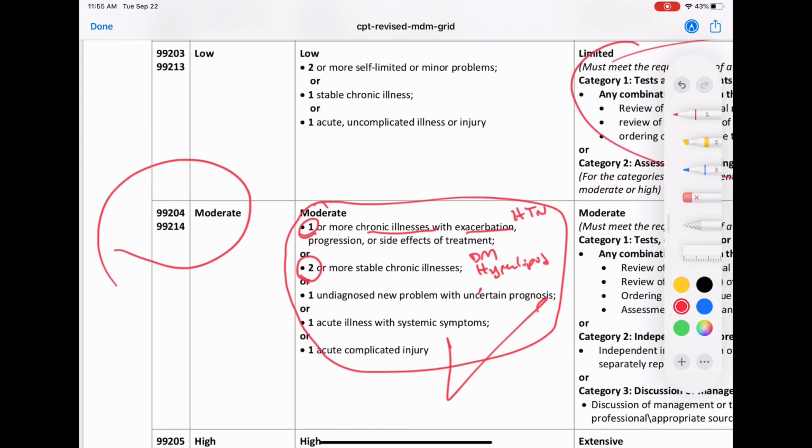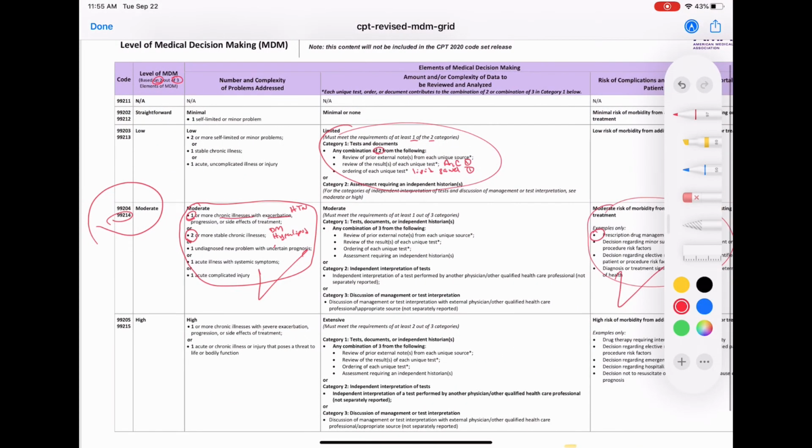Like I said, remember when I first started saying it, the doctor has been taking care of their diabetes, hypertension, and hyperlipidemia. These are chronic illnesses that the doctor's been managing. It's an established patient. That would be a 99214. See how much easier this is than doing history, exam, decision making.